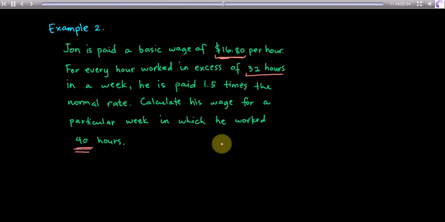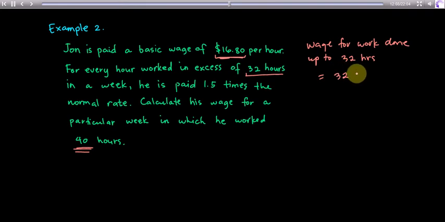First, wage for work done up to 32 hours is equal to 32 times, how much per hour? We're having $16.80, so 32 times 16.80.